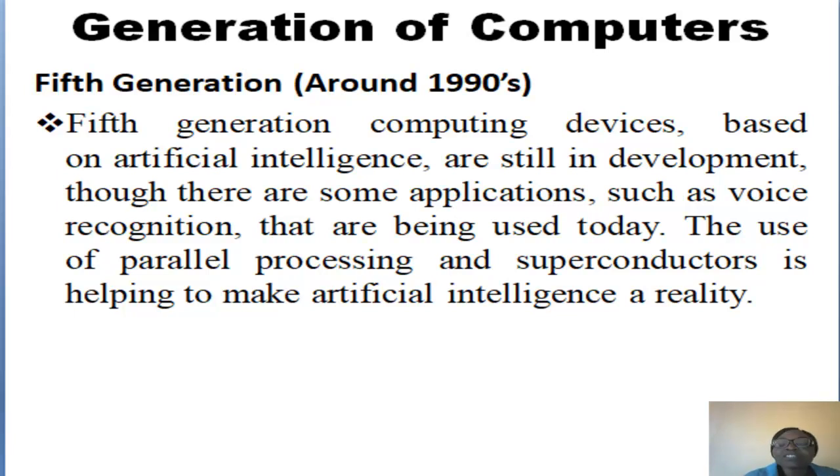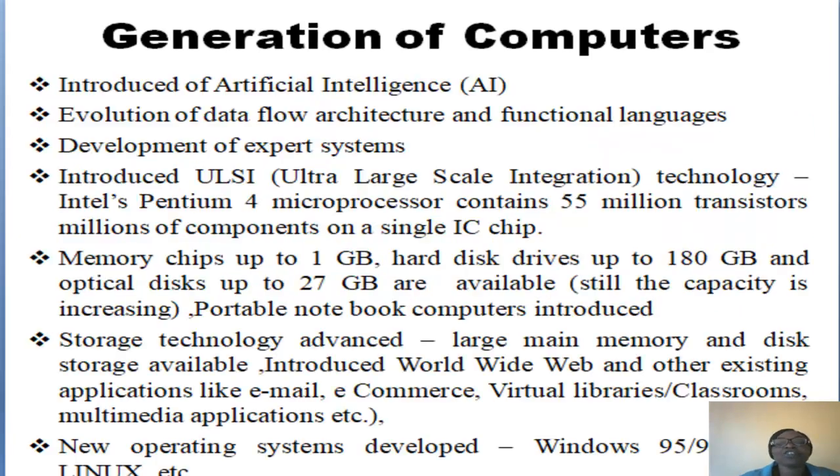Things are still moving on. Technology is still advancing. Though there are some applications such as voice recognition that are being used today, the use of parallel processing and superconductors is helping to make artificial intelligence a reality. The things that are happening in our environment now are because of artificial intelligence. There is evolution, so in the fifth generation, there is evolution of data flow architecture and functional languages. There is development of expert systems and introduction of ultra large scale integration technology.